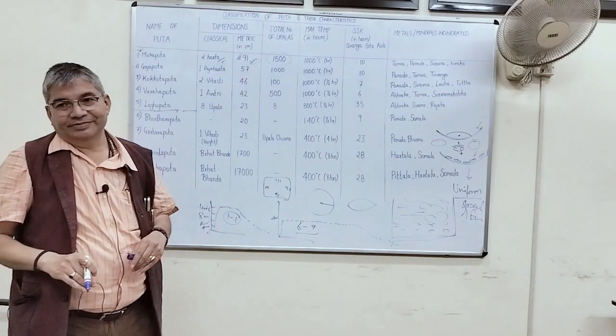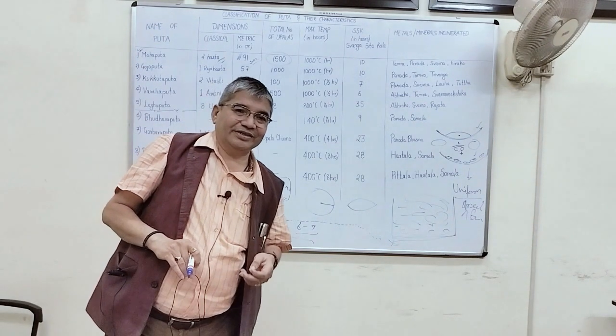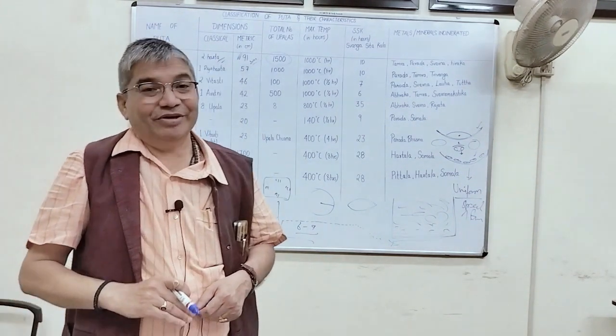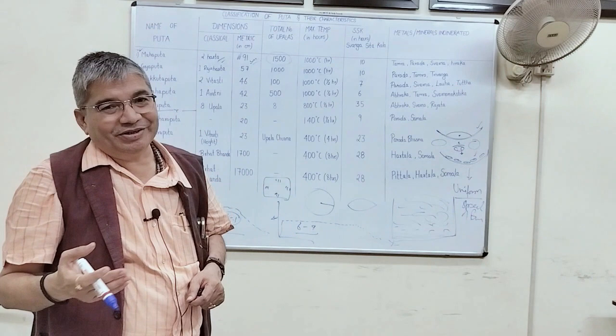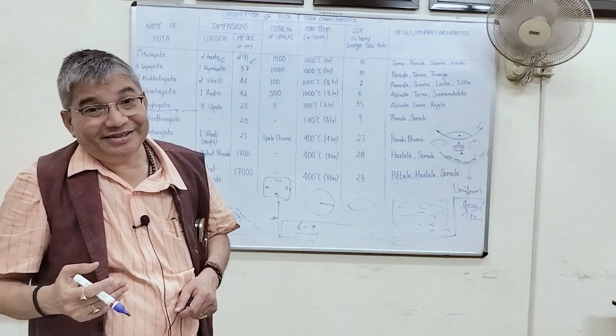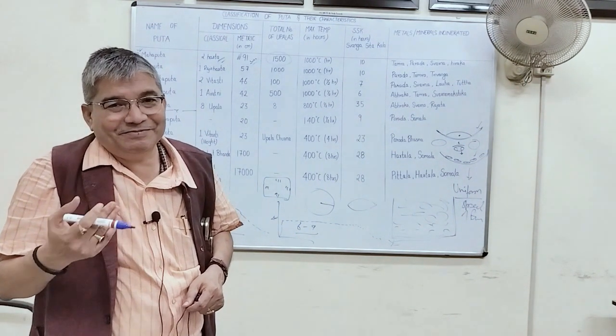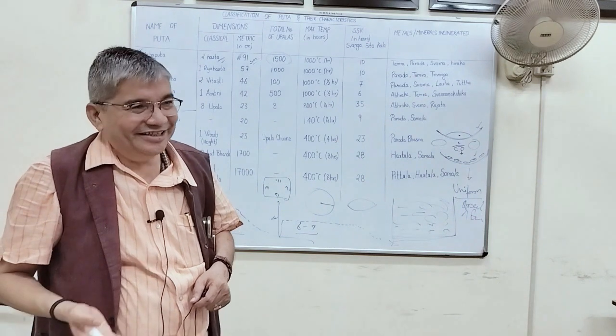And I asked them, how many of you have a graduate degree in science? Because they were admitted in 2021, having passed intermediate in 2016, 2015, 2018.